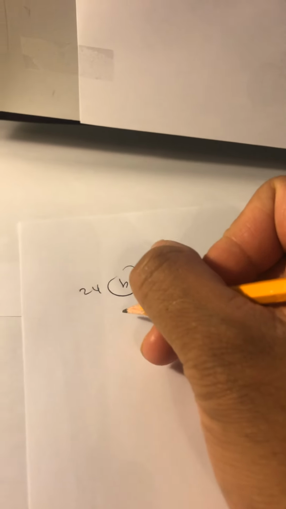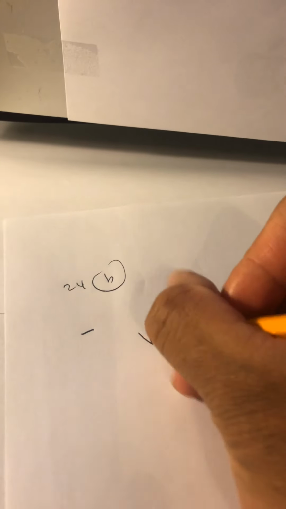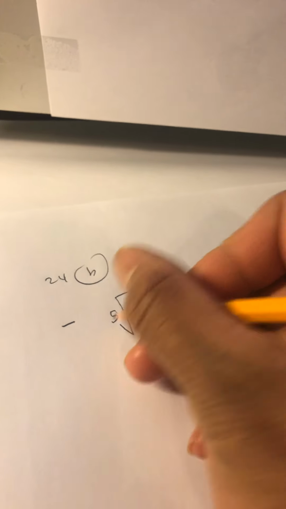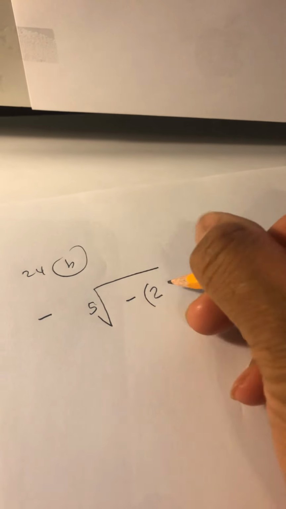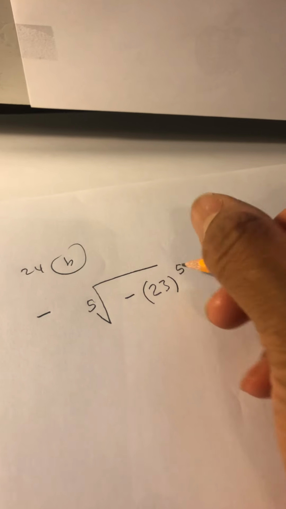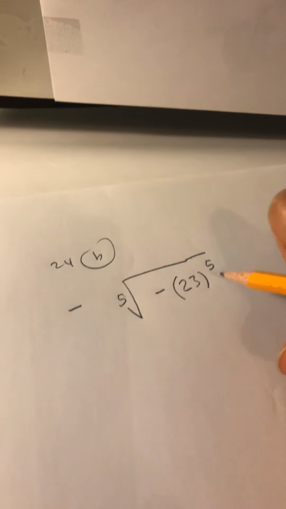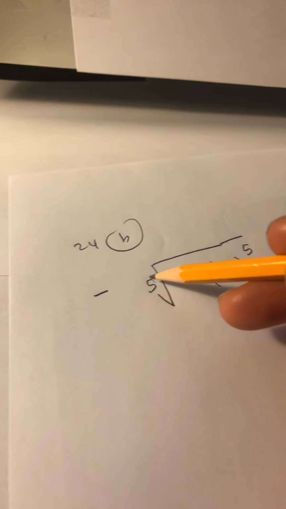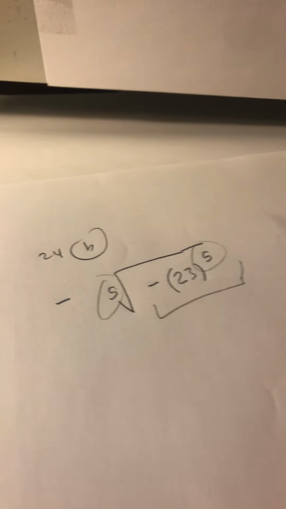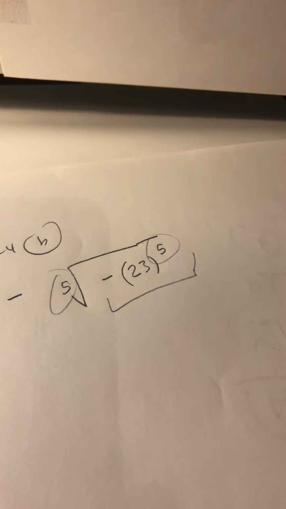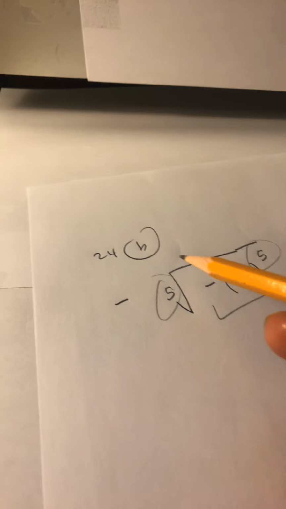Okay, now the next problem is 24H, and we're looking at the negative of the fifth root of negative 23 raised to the fifth power. All right, as you can possibly tell, okay, so look at the fives here, right? As you can possibly tell, the fifth root of any negative number is defined as a real number anyway, all right? So we're going to do this right here.